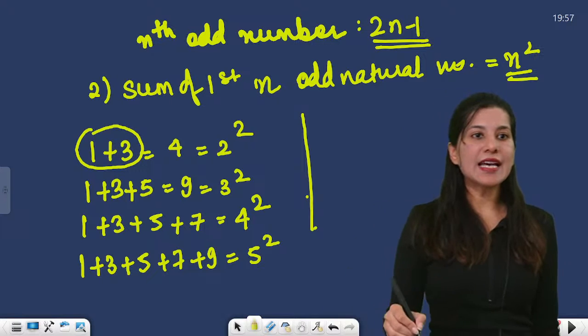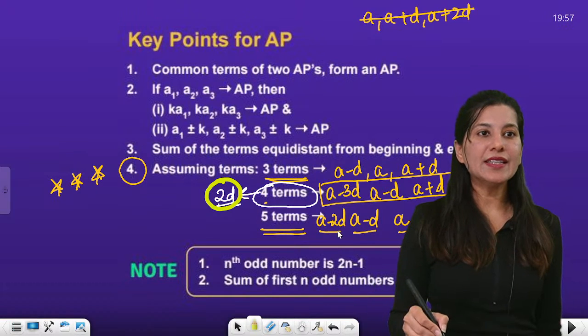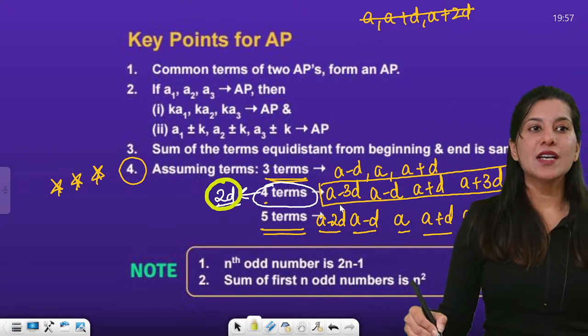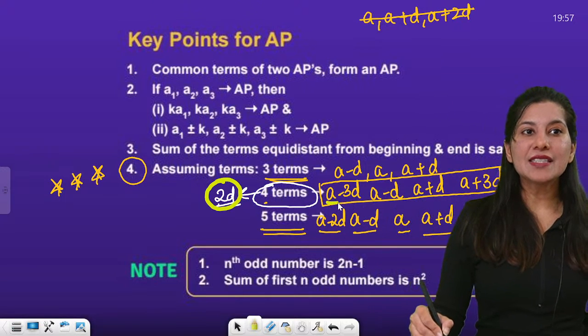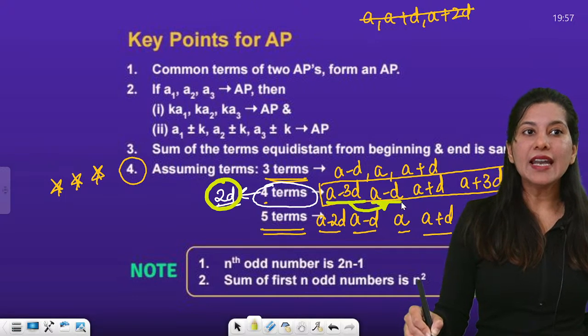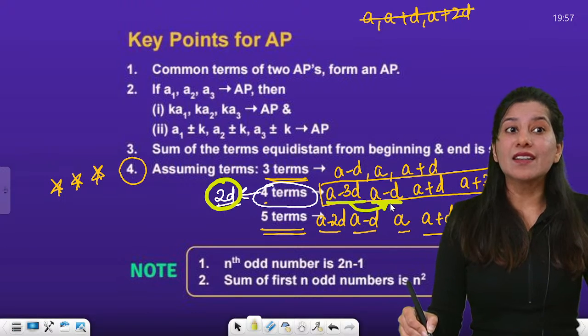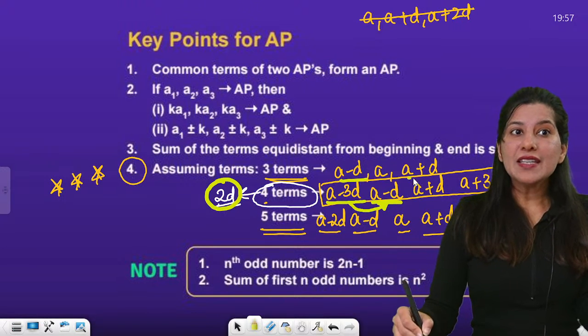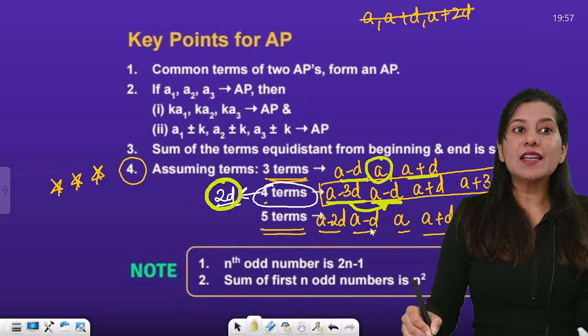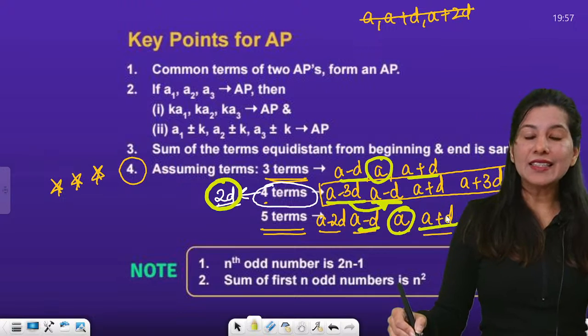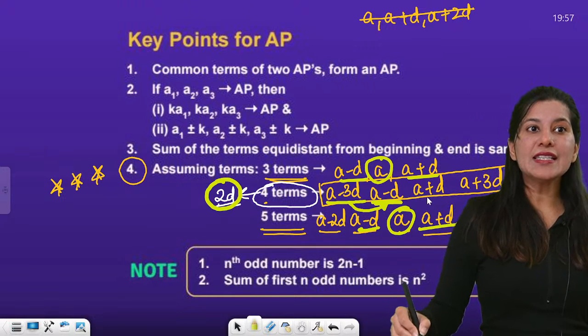Yes, Ping Pong is asking me a doubt regarding this: why there is a 3d instead of 2d. Can you see in 4 terms, are you able to see that a minus 3d is written? And if I add d here, then I will get a minus d. Can you see that a is missing? Can you see a minus d, a plus d? In 4 terms, it is slightly different.